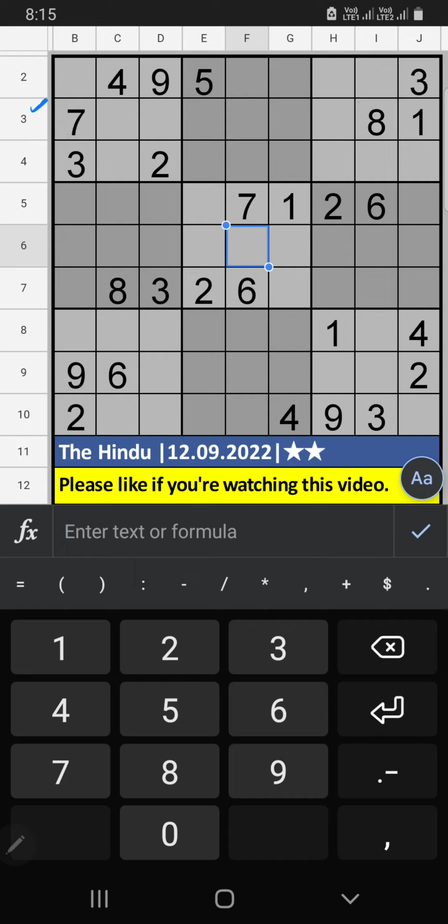Third row, we have 1 and 8. So 1 and 8 can't come in these cells. It will come in one of the two cells. Column C, we have 8. So 8 can't come in the cell. 8 is confirmed here. Then 1 is here.